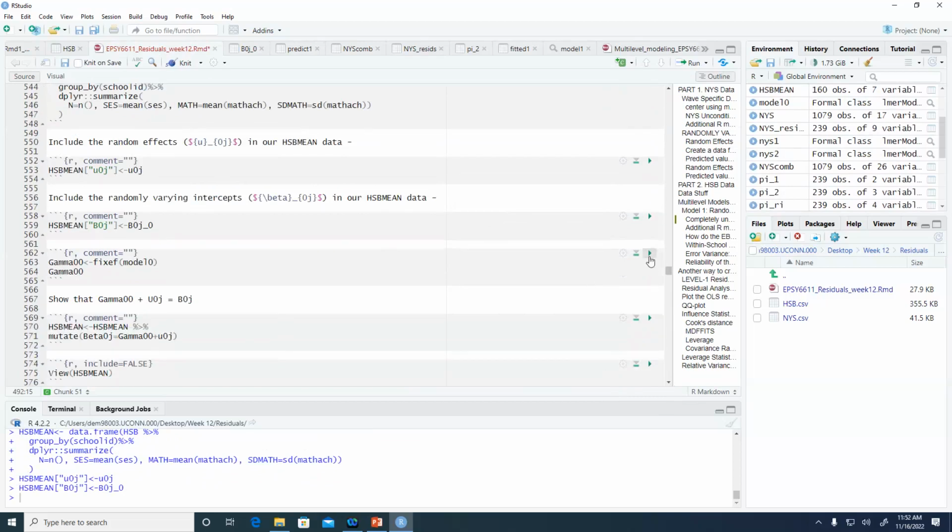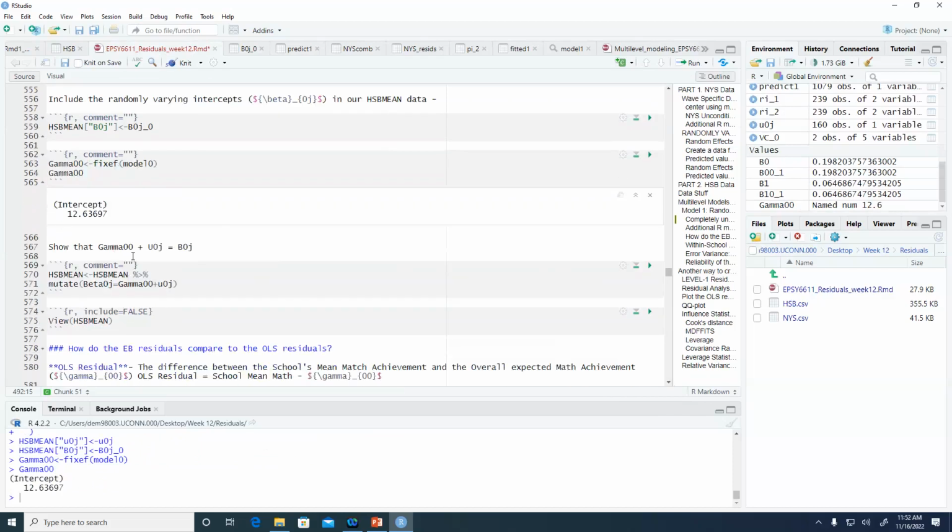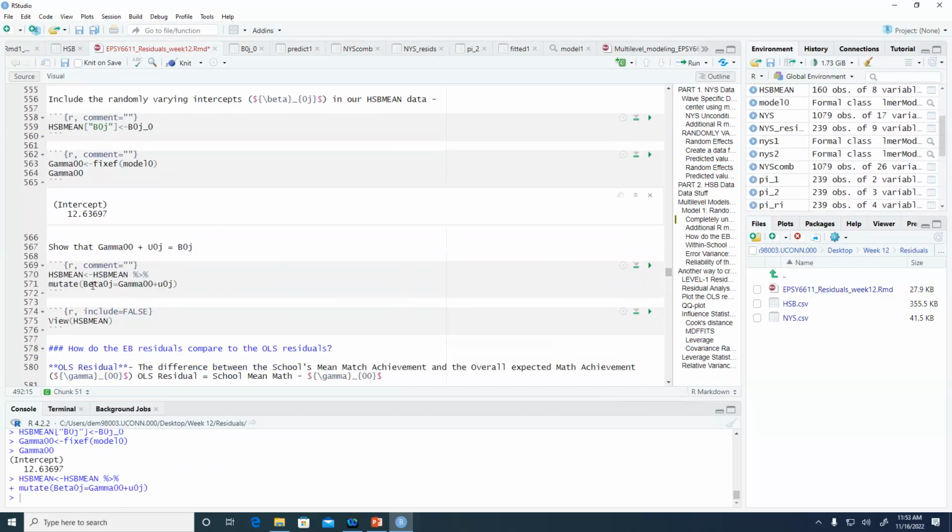Okay, and this is my gamma naught naught, right? And remember, if I take gamma naught naught plus my random effect, I should get my empirical Bayes coefficient, right? So I can show that that's the case. So I'm going to actually put those in the HC. So all I'm saying here is like the random effect, beta naught J. So that's going to be the randomly varying coefficient. This is the coefficient, beta naught J, is going to be a function of gamma naught naught, the fixed effect, plus u sub naught J, the random effect. So this is that formula, right? And now I can look at that.